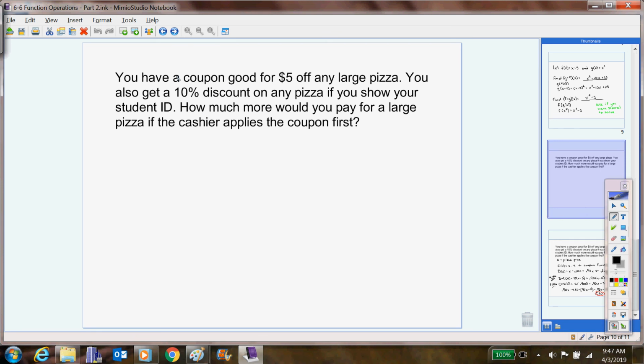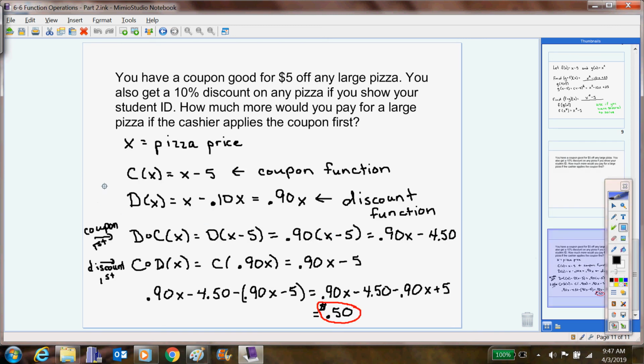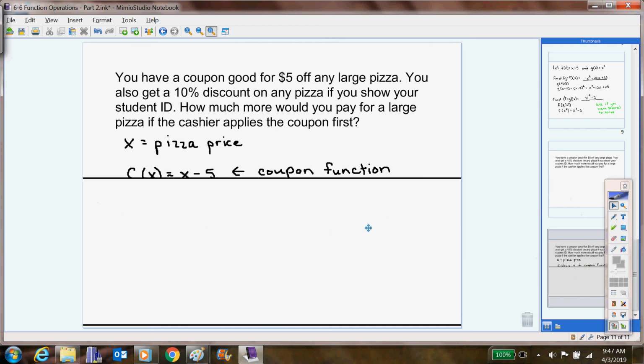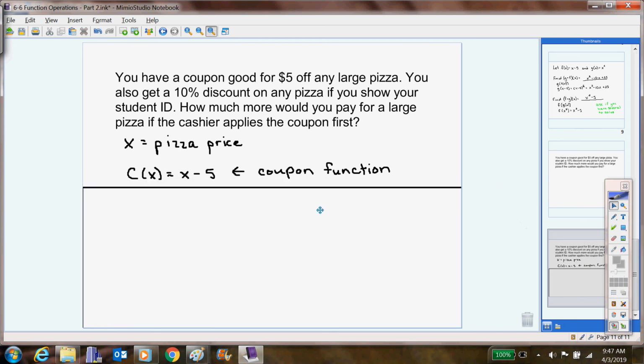So our coupon function is, you've got the cost of the pizza, and what happens when you apply the coupon? You get $5 off. So if the value of the pizza is X, the expression would be X minus 5. Excellent. That's your coupon function. Yes, X minus 5, where X is the pizza price. So the coupon function is X minus 5.